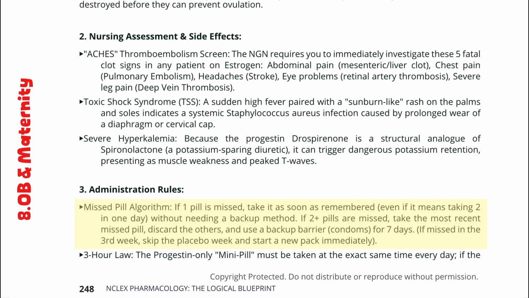Miss 1 pill? Take it as soon as you remember, even if that means 2 in 1 day, no backup needed. Miss 2 or more? Take the most recent missed dose, discard the rest, and use a backup method for 7 days. Miss them in the 3rd week? Skip the placebo week entirely and start a new pack. The progestin-only mini pill is even less forgiving: more than 3 hours late, and protection is lost for 48 hours.